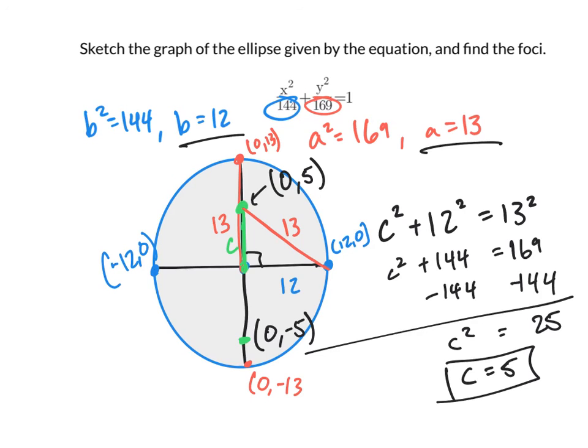Okay, so here's a sketch of the ellipse. I guess I should say that the center is at (0, 0). Here's a sketch of the ellipse. I have labeled the foci here and here. I have labeled the vertices here and here, and the co-vertices here and here. I found the focal length, the C, using the Pythagorean theorem, and so I'm done with this problem.